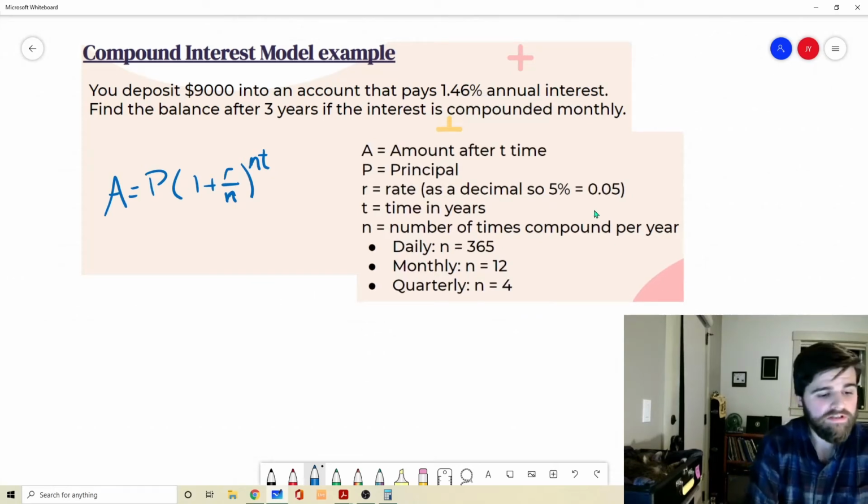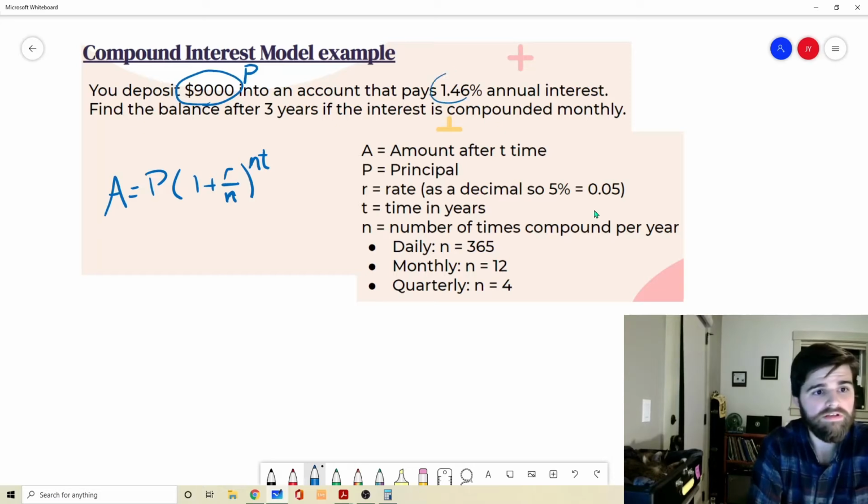Okay, so let's take a look at what we have and see if we can identify all of our parts. So we're going to put $9,000 into this account, and it has this rate of annual interest. We want to find our balance after 3 years if the interest is compounded monthly, and that's standard for savings accounts. They usually pay you your interest every month. Okay, so $9,000 is our starting amount. We call that the principal. So that's going to be P.